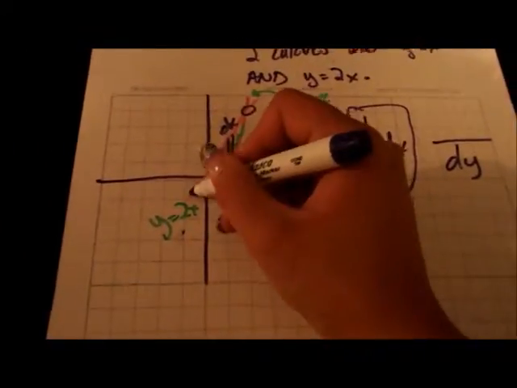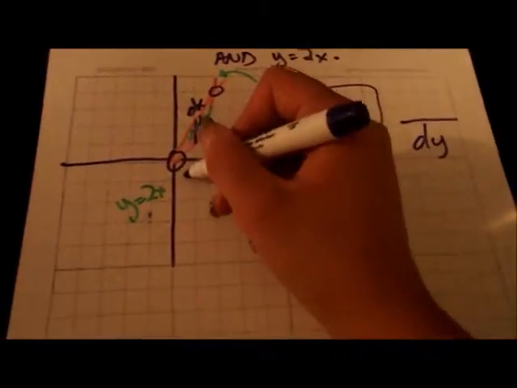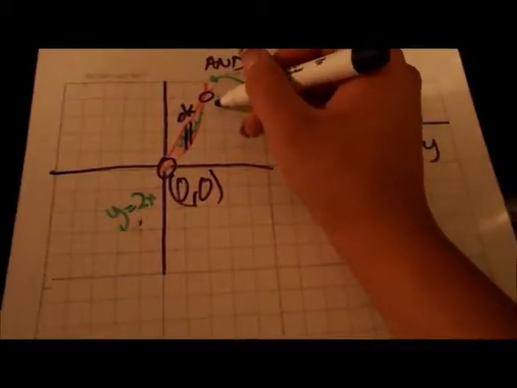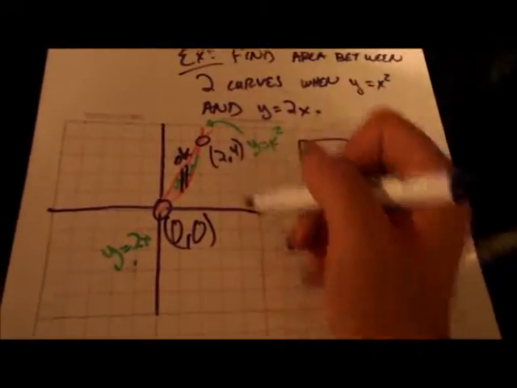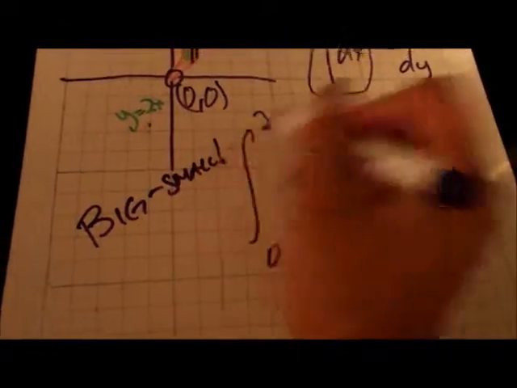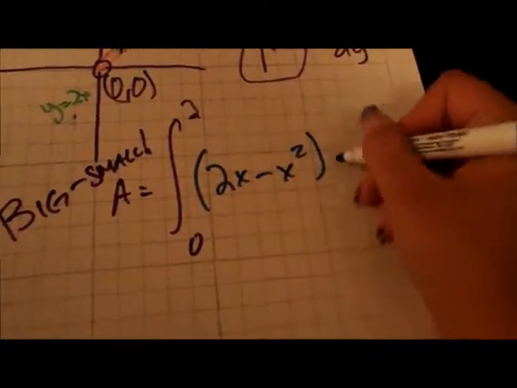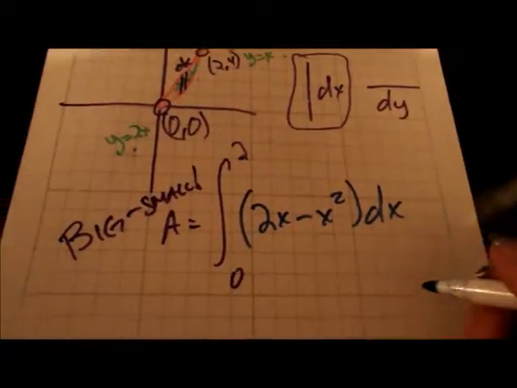Then you find where the points intersect. These are your limits of integration. In this case, the graphs intersect at (0, 0) and (2, 4), so the integral is from 0 to 2. Then you plug in the two equations, big minus small. Don't forget. So the area is equal to the definite integral between 0 and 2 of 2x minus x squared dx.